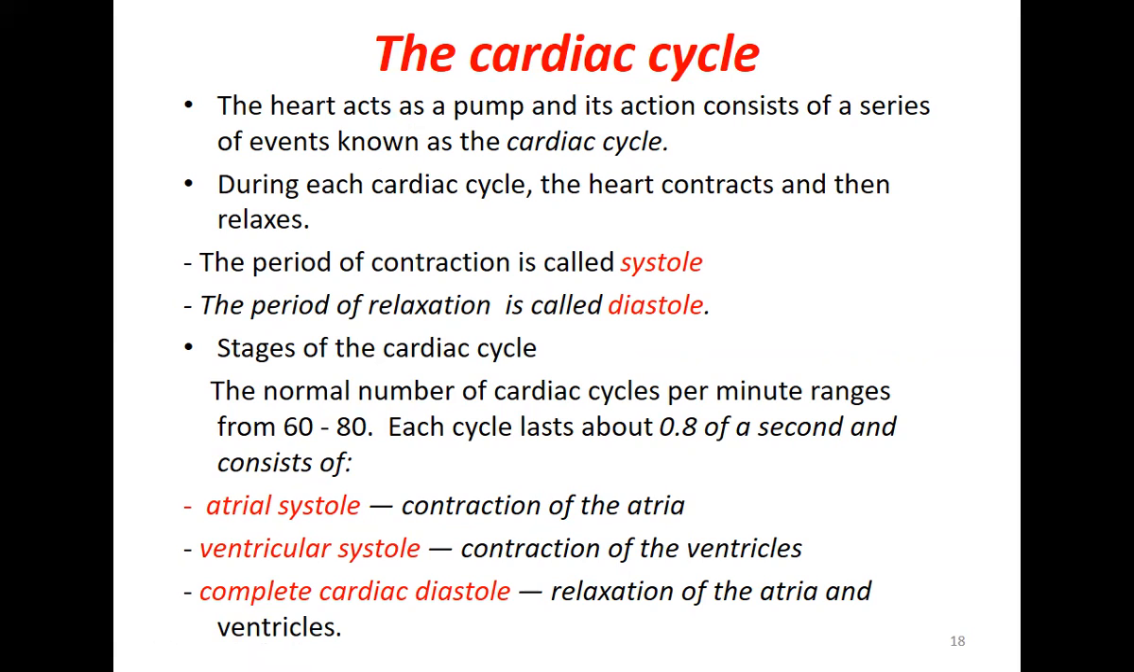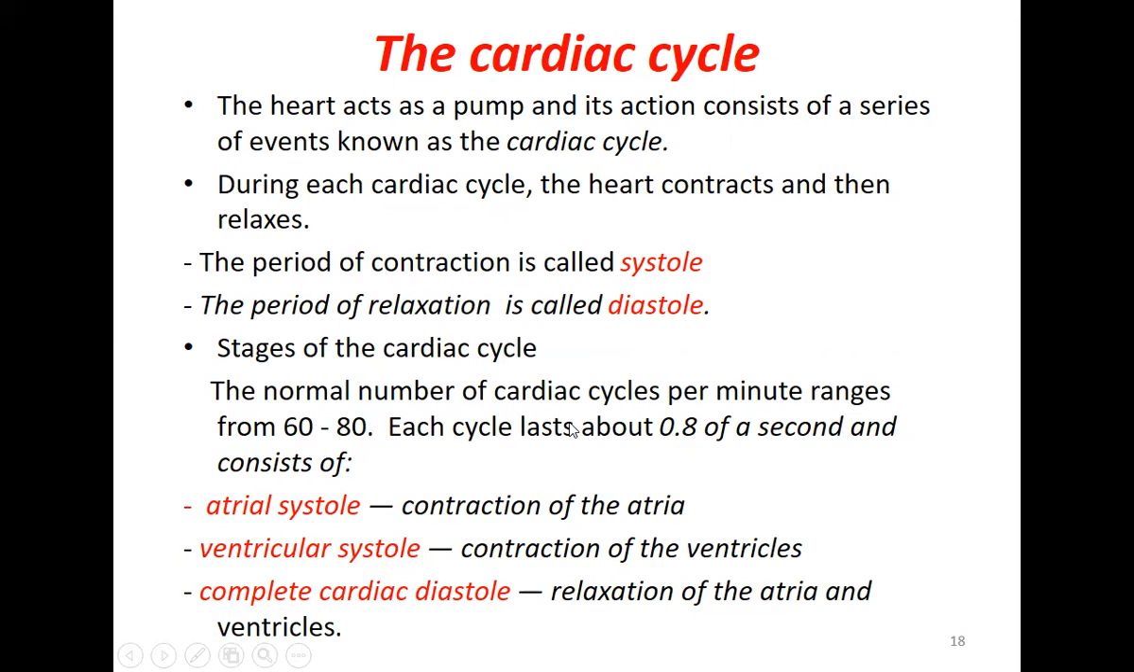Stages of the cardiac cycle. The normal number of cardiac cycles per minute ranges from 60 to 80. So in each minute, there will be around 60 to 80 heartbeats. One heart cycle is systole and diastole, contraction and relaxation, and this happens almost 60 to 80 times per minute. In newborns and small children, it will be much more, almost 120 times. But in an adult, it ranges between 60 and 80. So this is called the cardiac cycle.